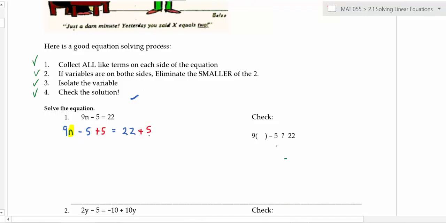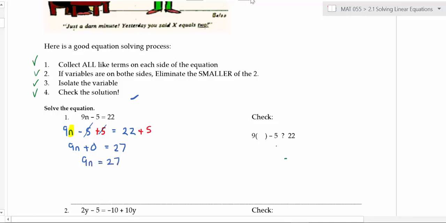And we can do that. We're keeping everything in balance. We're not changing anything. If we add 5 to both sides, we're keeping everything the same. It's kind of like a balance scale. Right? So now if we write our next step, what we have is that goes to 0. So you really have 9n plus 0 is equal to 22 plus 5 is 27. And of course, anything added to 0 is itself, so now you have 9n is equal to 27.